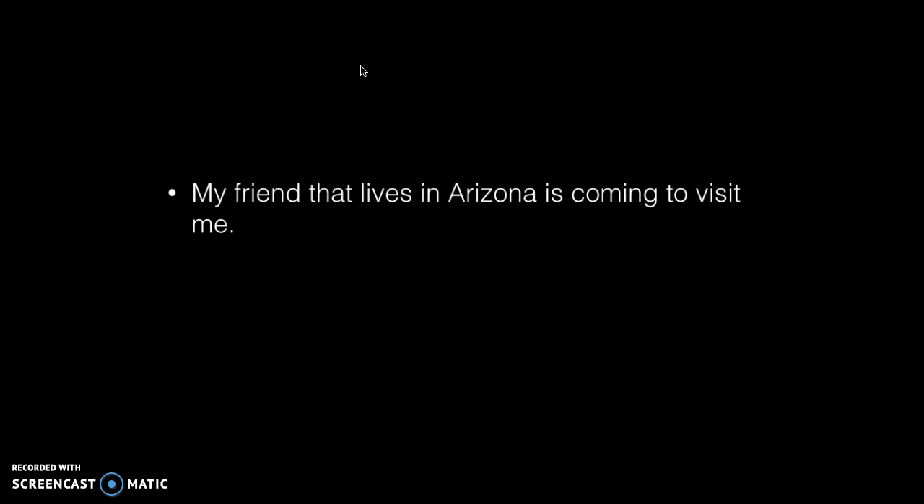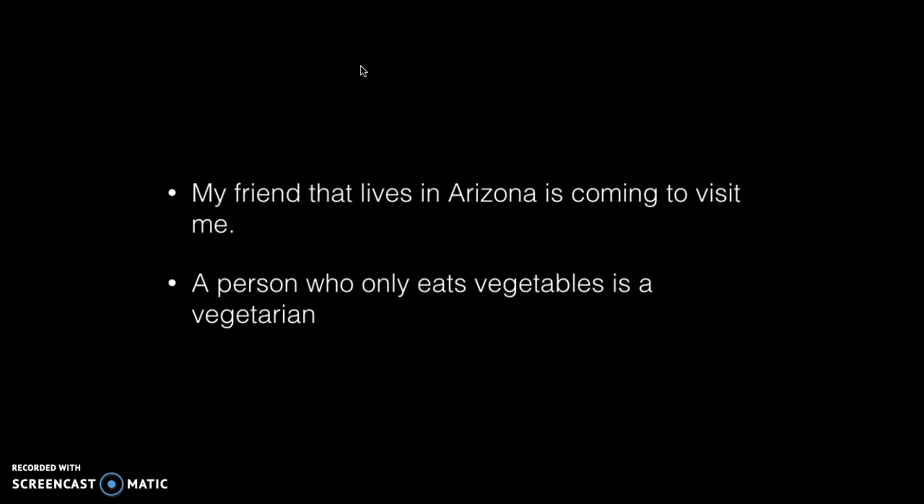Let's look at another example. A person who only eats vegetables is a vegetarian. Where's the noun? The noun here is person. Now, what group of words describes this person? Who only eats vegetables describes the person. This is the adjective clause: who only eats vegetables.